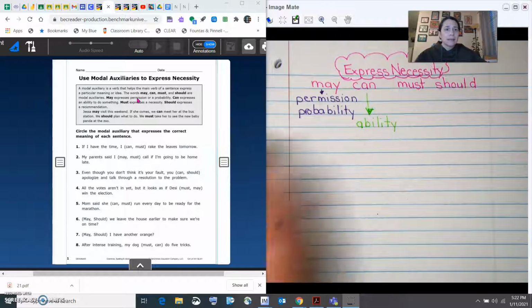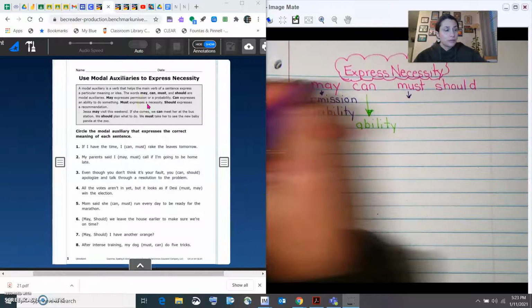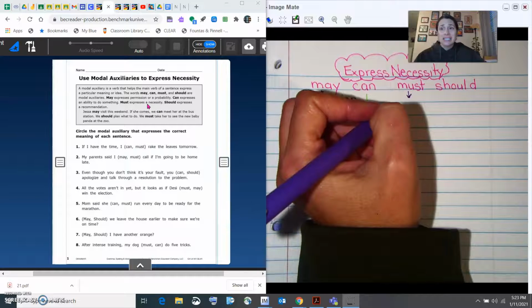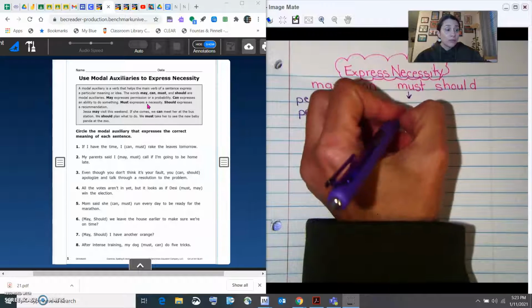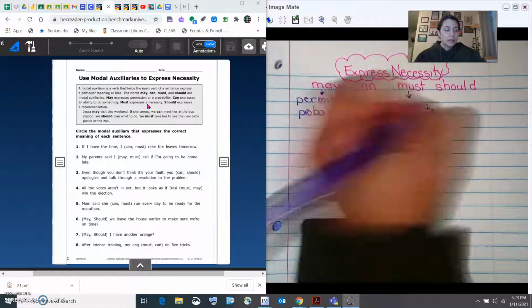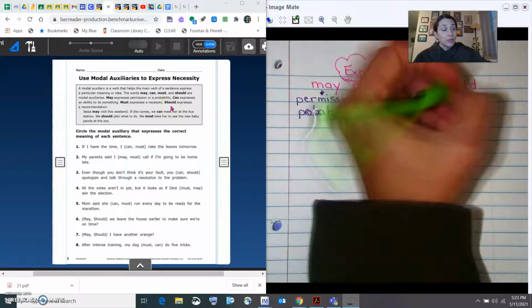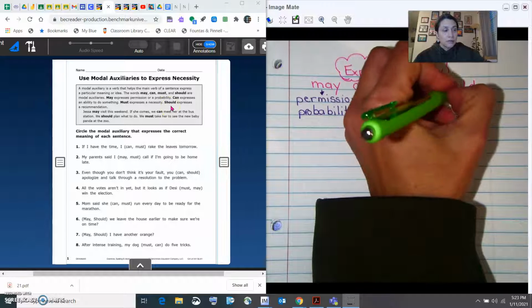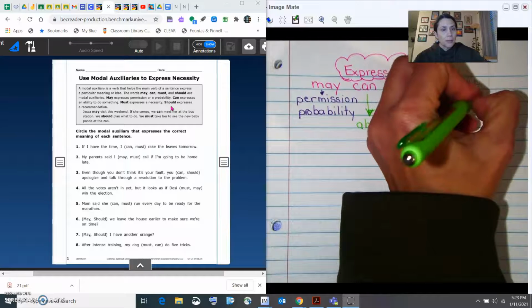Now, must. Must is like you have to. This says expresses necessity. Necessity is a need. So this one is have to. You have to do it. You must do this. Now, should is a recommendation. You should do this versus you must do this. So recommendation.